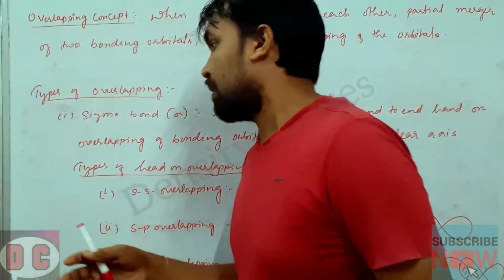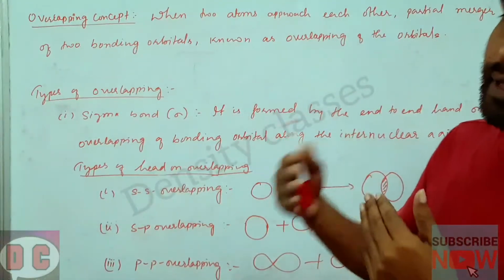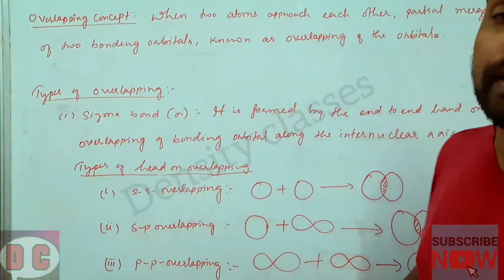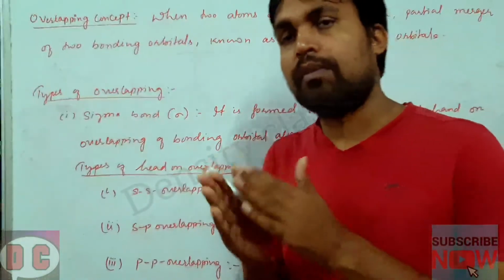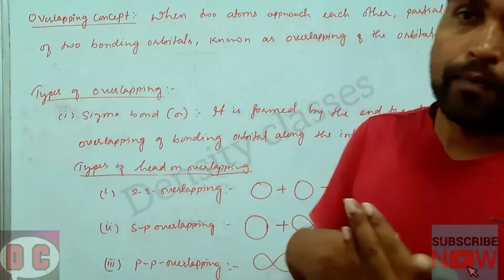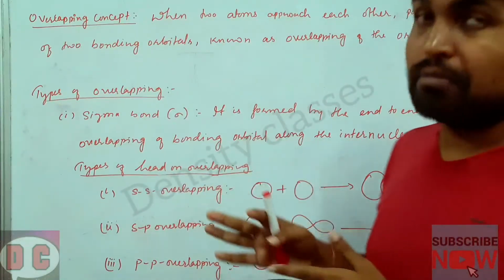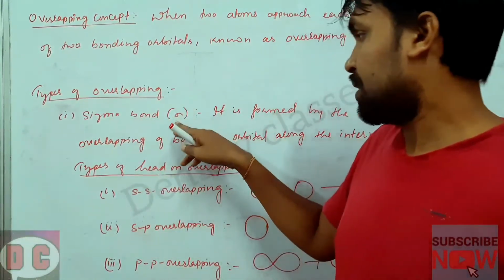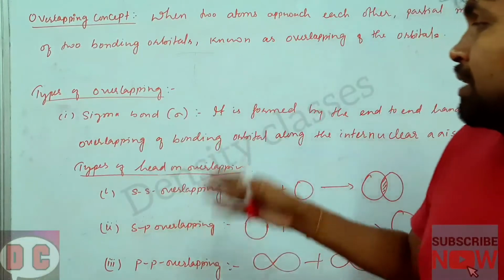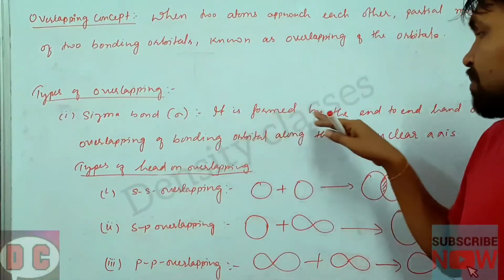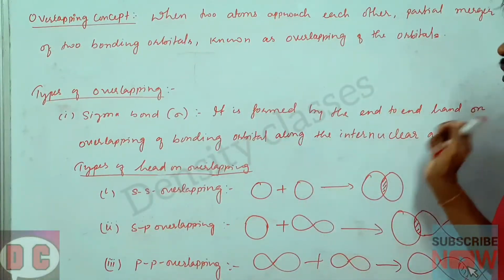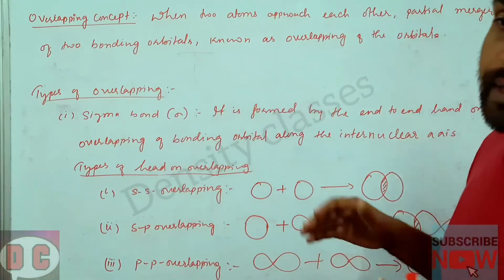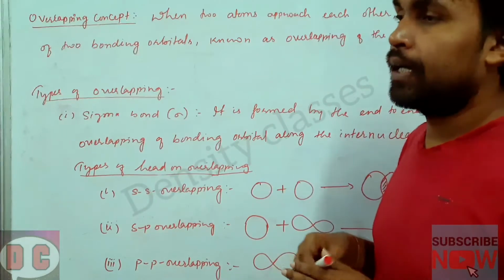There are different types of overlapping, and the first one we are going to discuss is sigma bonds. How is a sigma bond formed, and which type of overlapping is involved here? Sigma bond is represented like this. It is formed by the end-to-end, head-on overlapping of bonding orbitals.